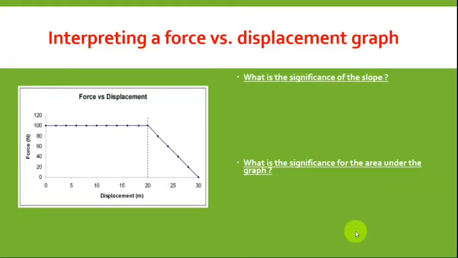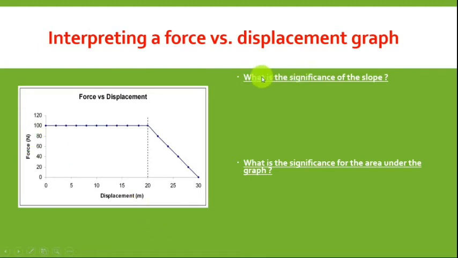Let's continue. Interpreting a force displacement graph. Again and again, graphs. Always we have graphs in physics. Look at this graph. The name of this graph is what? Force displacement graph. You remember, how do we name graphs? We just say the name of the y-axis and the x-axis. Force versus displacement graph. We look at the units. Force is in newtons, displacement in meters.